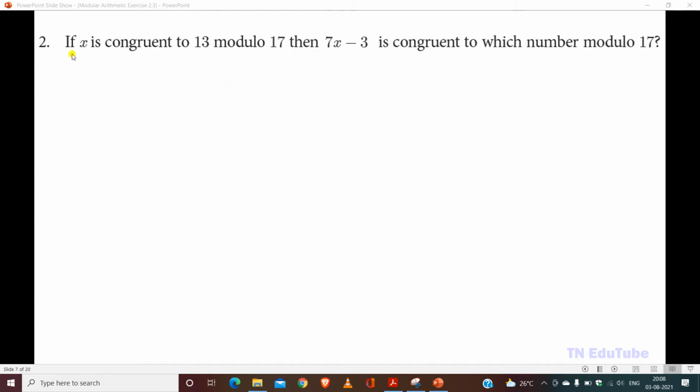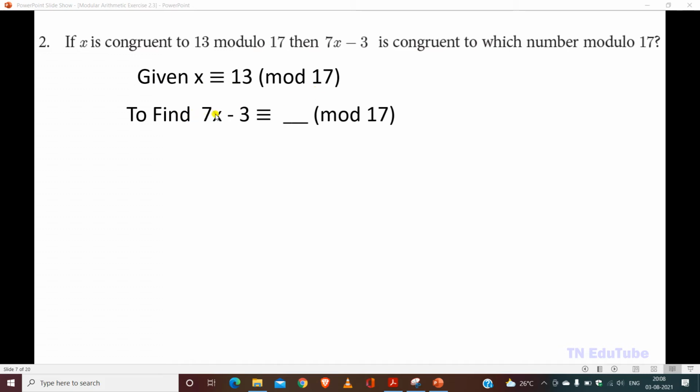Then see the second question. If x is congruent to 13 modulo 17, then 7x minus 3 is congruent to which number modulo 17? That means x is congruent to 13 mod 17, and we have to find which number 7x minus 3 is congruent to, mod 17. So the remainder is what we want to find out.